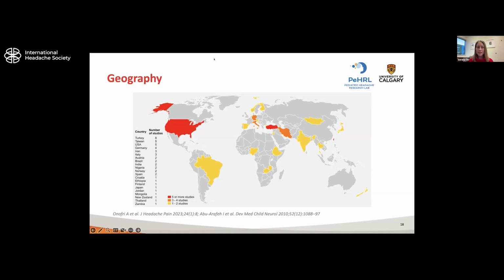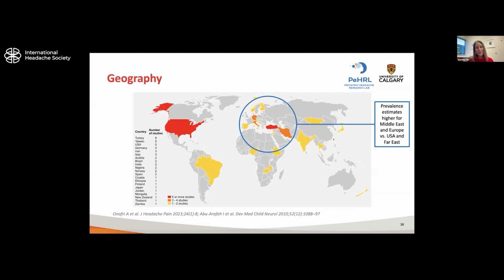One interesting thing comparing different geographic areas was that they did find a hint, and this is based on not a lot of studies, as you can see, that there may be higher prevalence of migraine in youth, looking at estimates from the Middle East and Europe compared to the US and Far East. So there may be a higher prevalence of disease there for migraine.